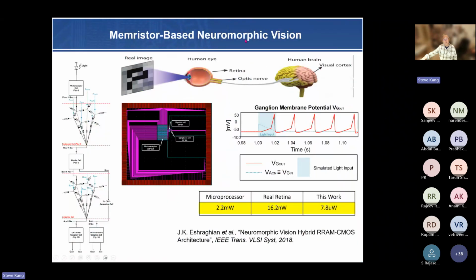Memristive-based neuromorphic vision. It's an early paper by Jason Eshraghian almost 7 years back. A microprocessor will take 2.2 milliwatt. This memristive-based system will take 7.8 microwatt. So tremendous, almost 3 orders of magnitude difference here, right? So that's also an interesting application.